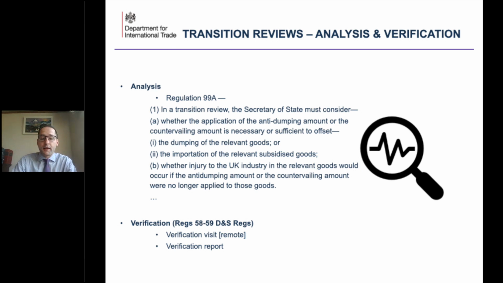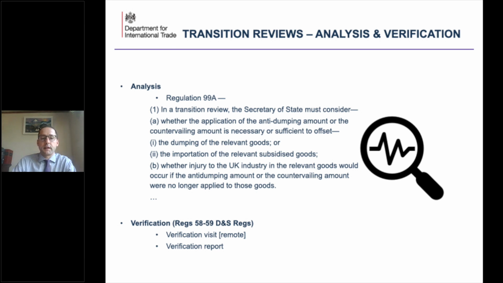So the questionnaires have come back. The case teams will then delve into the information and start doing the meaty substance of analysing all of that information to work out ultimately whether to recommend to vary or revoke the measure. And as I mentioned at the beginning, this is unique to transition reviews. The analysis is under Regulation 99A in the dumping and subsidy regulation, so relating specifically to anti-dumping and anti-subsidy transition reviews. And I haven't included the entire regulation there, but within the regulation there are two mandatory considerations that we are required to do as part of all transition reviews. So I thought it would be helpful just to flag those here.